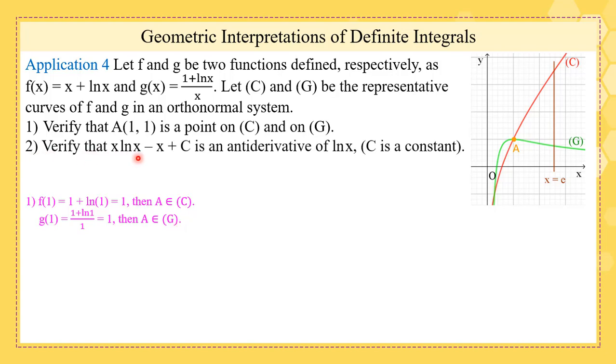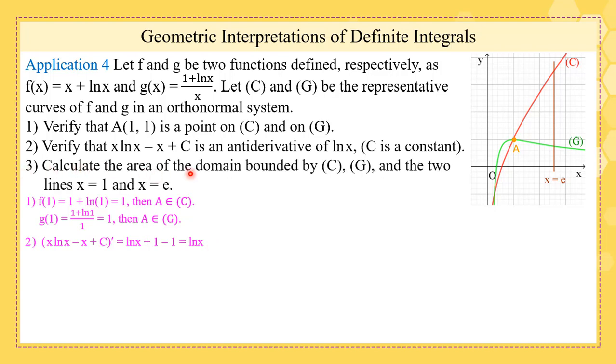2. Verify that x ln x minus x plus c is an antiderivative of ln x, where c is a constant. Pause the video, then solve. Solution: we derive the function x ln x minus x plus constant. We get ln x, then x ln x minus x plus c is an antiderivative of ln x.